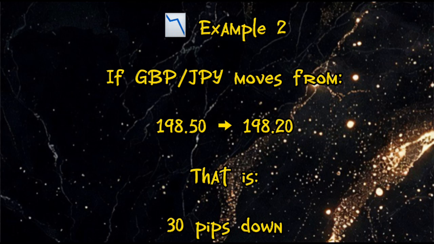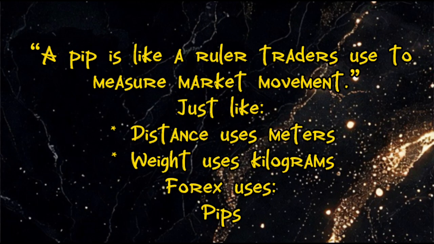Moving forward, if you really want to know what a pip is and how it is looked at in the market, traders use a pip like a ruler. Let's read this together. A pip is like a ruler traders use to measure market movements, just like how you measure distance in meters and weight in kilograms. But in Forex, we use pips. That's what we use in Forex. That's why it's very crucial that you know this and add it to your knowledge.